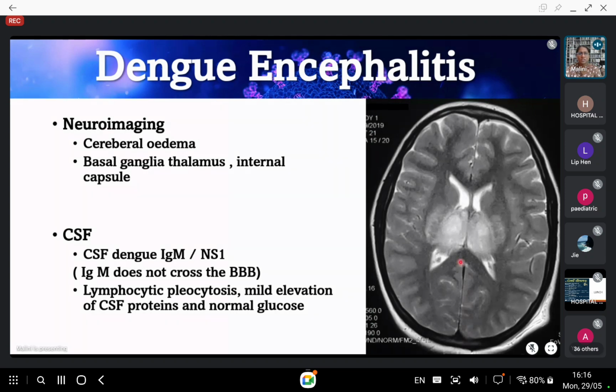On neuroimaging, as you see, flaviviruses like our basal ganglia. So this has a bilateral basal ganglia abnormality, and some abnormality in the internal capsule. CSF findings would have dengue IgM or NS1 positive.